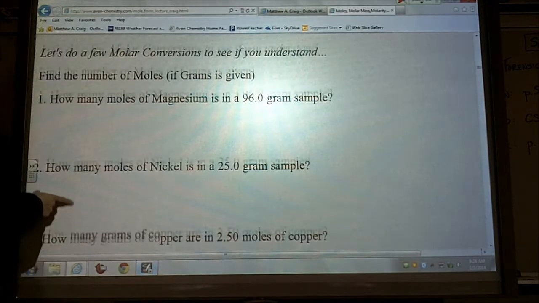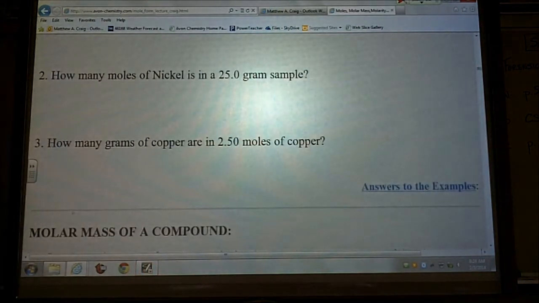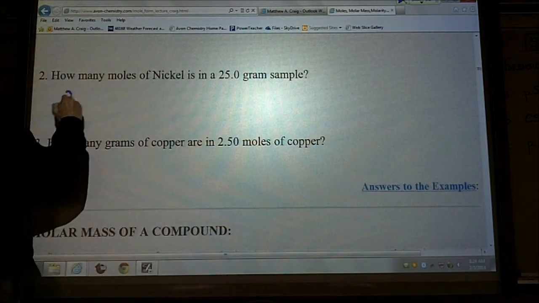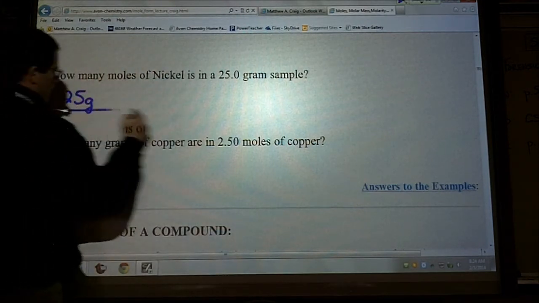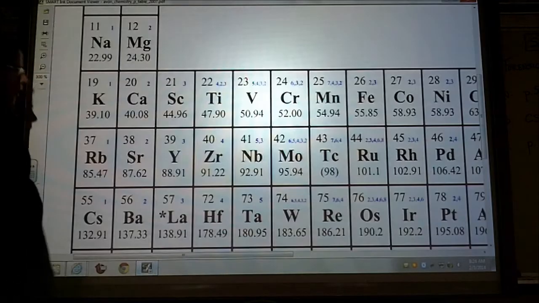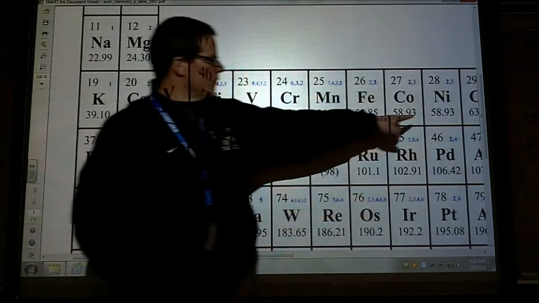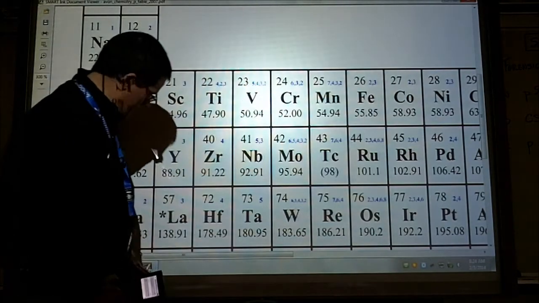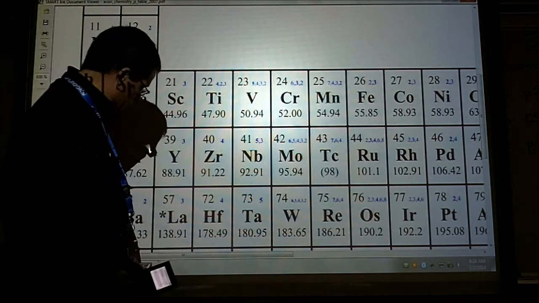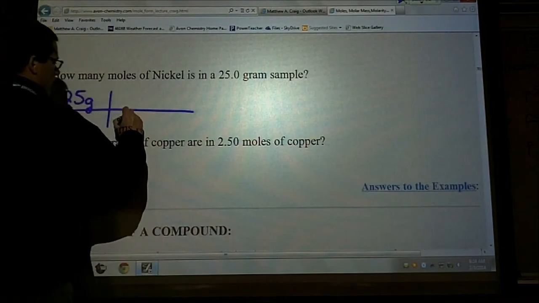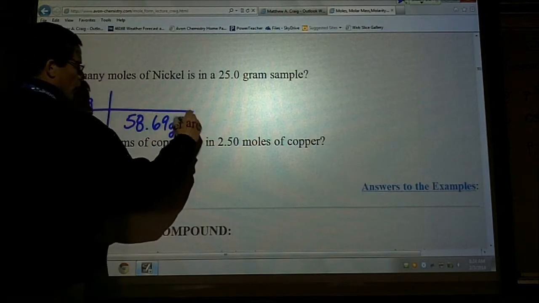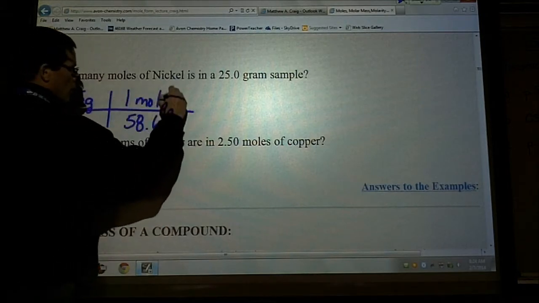So the question asks, how many moles of nickel are in a 25-gram sample? What do we start with? 25 grams of Ni, and where's nickel at? Nickel's right there, 58.93. No, it's 58.69. Okay, we'll go with that. 58.69 grams of nickel in 1 mole of nickel.